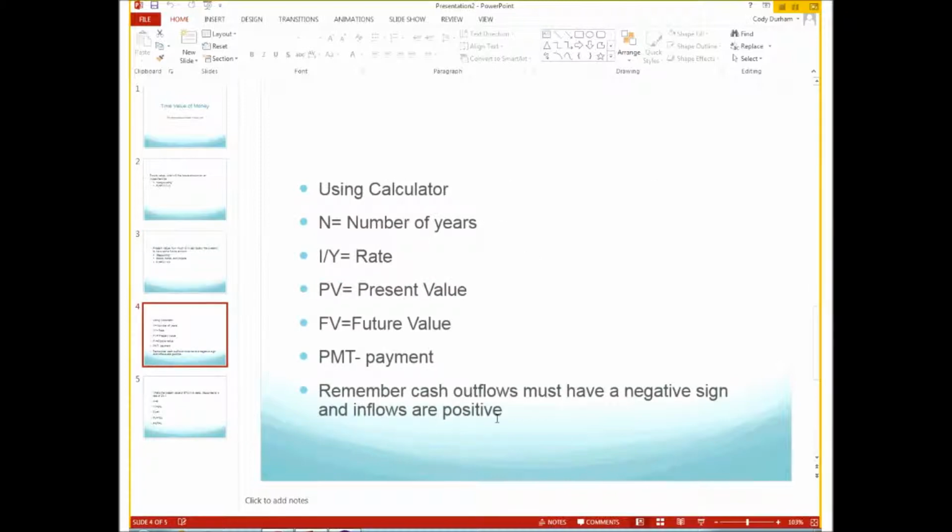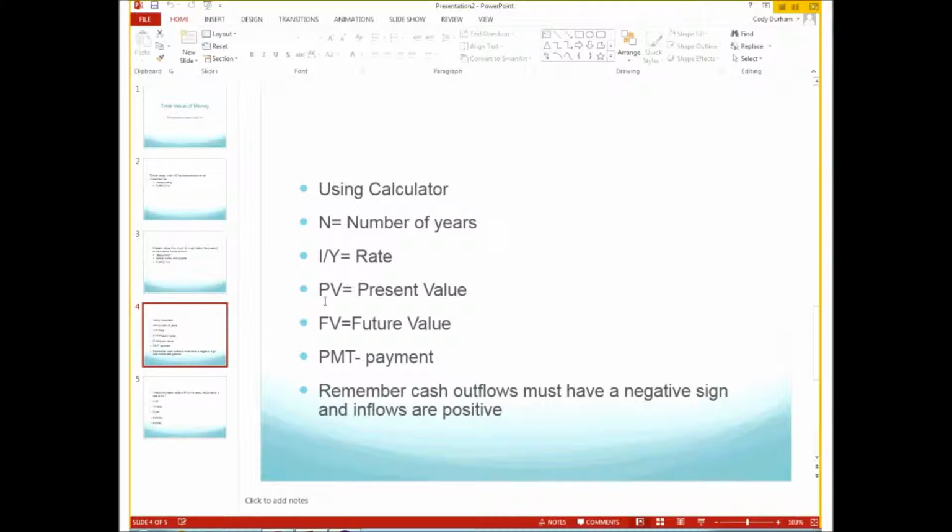Alrighty, one thing that some people can get a little confused with at first is using the calculator and knowing everything to put in. So we'll briefly go over that. N is the number of years, or a better way to say that is the number of periods. So just the number of time periods of the investment. And I/Y is the rate, or the interest rate, the discount rate. And then PV is present value, FV is future value, and PMT is payment.